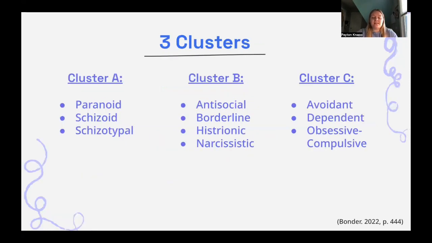Then for personality disorders, there are three clusters. Cluster A includes paranoid, schizoid, and schizotypal. Cluster B is antisocial, borderline, histrionic, and narcissistic. Cluster C is avoidant, dependent, and obsessive compulsive personality disorder.